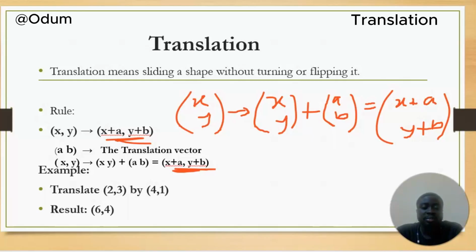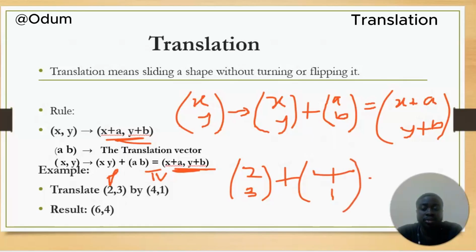So now we have an example here. Translate the point (2, 3) by (4, 1). So this is the point, and this is our translation vector. What we are going to do is add the translation vector to the point to get our image. So this is our point (2, 3) plus our translation vector (4, 1), which is in column form.